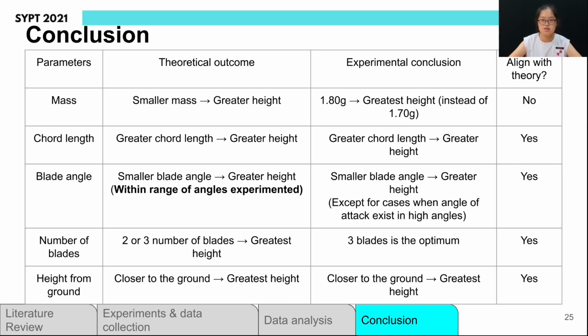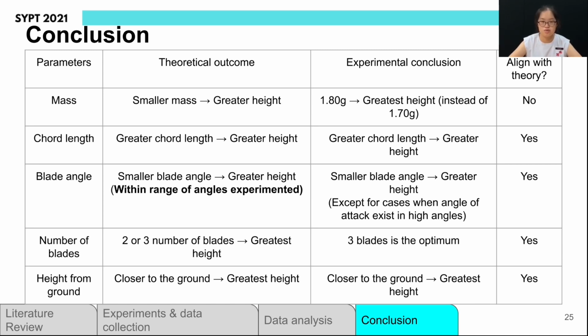By theory, the smaller the mass, the higher it will fly. However, the experimental findings did not support the theory. This may be because the difference in mass was not significant enough to show a significant difference in the flight of the hand helicopter. It could also be due to the fact that our data is not large enough to observe a significant difference.